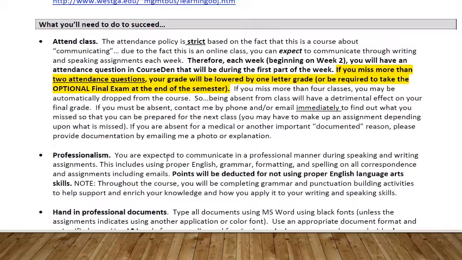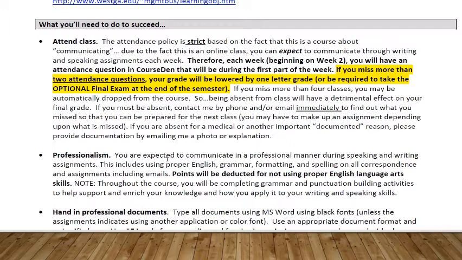You will have from Monday until Wednesday, or actually sooner than that, because I'll be posting the classes in advance. So you will have a few days to make sure your attendance question is completed. If for some reason you miss more than 4 classes, then you could be automatically dropped from the course.